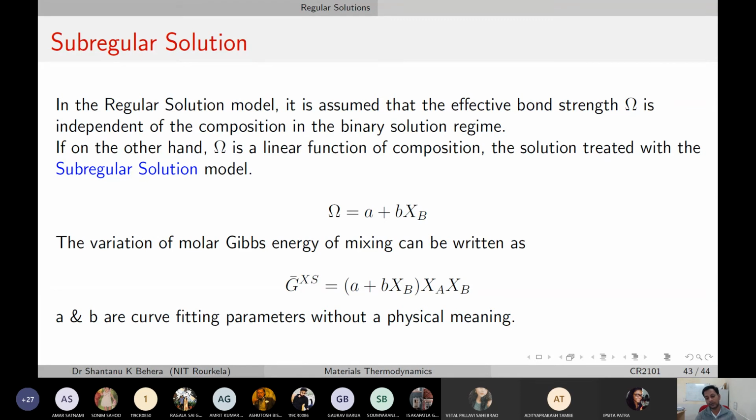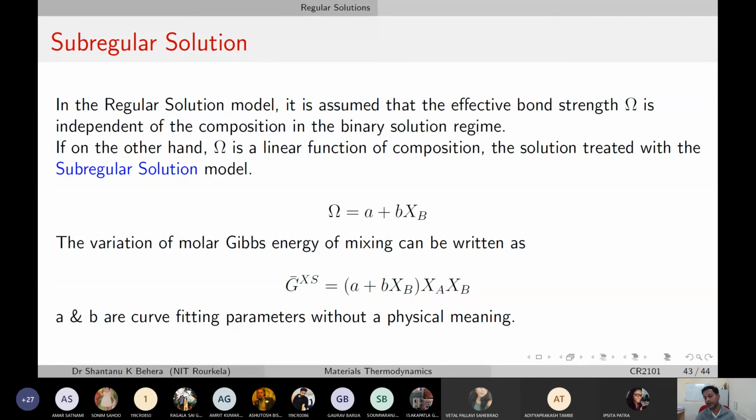In the regular solution model, we've seen that the effective bond strength, omega, is independent of composition. Saying that, if you are talking about A and B mixing at 20% A, 80% B, or 50% A, 50% B, or the other way, 80% A, 20% B, and all across the composition range in the binary solution, we have assumed that the bond strength is the same. It doesn't really vary with different compositions, but that's an assumption. That may happen, and may not be true as well.